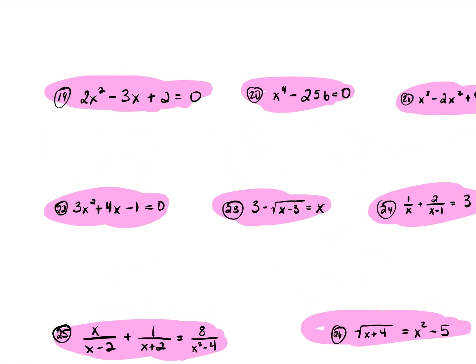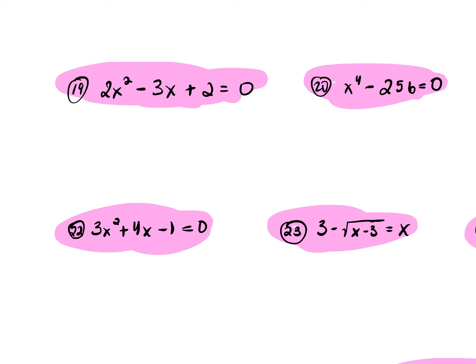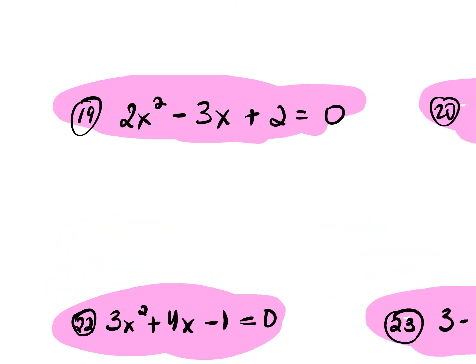For number 19, you have 2x squared minus 3x plus 2 is equal to 0. If you didn't even want to try to figure out if you can factor this, you can just use the quadratic formula. It's totally up to you. For this one, if you did 2 times 2, you got 4. You do not have factors of 4 that add up to be negative 3. So we're going to use the quadratic formula for this. Your a is 2, b is negative 3, c is 2.